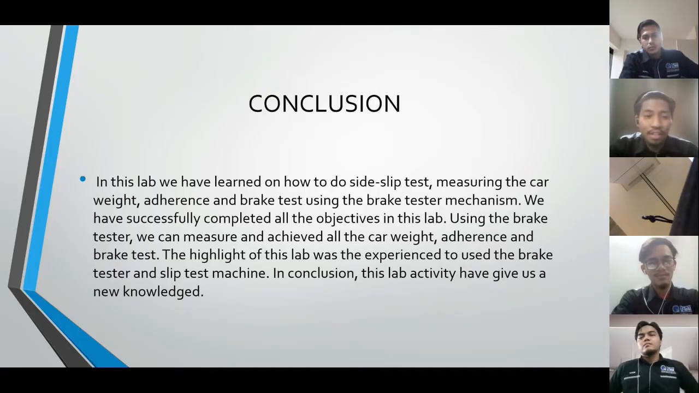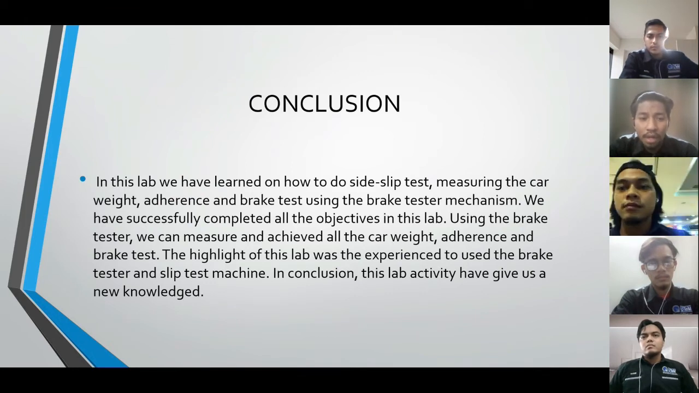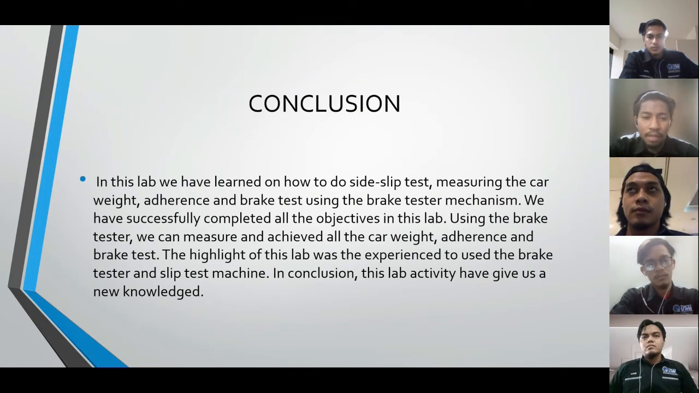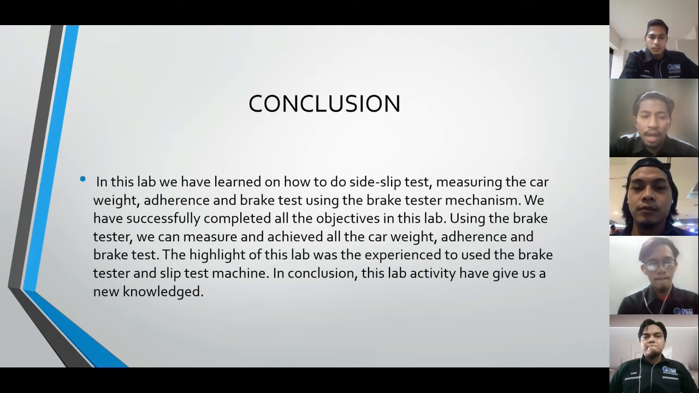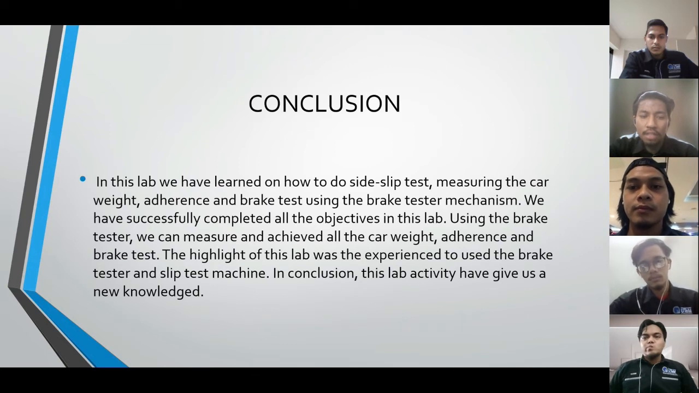For the conclusion, in this lab, we have learned how to do side slip tests, measuring the car weight, adherence, and brake tests using the brake tester mechanism. We have successfully completed all the objectives in this lab. Using the brake tester, we can measure and achieve all the car weight, adherence, and brake tests. The highlight of this lab was the experience to use the brake tester and slip test machine. In conclusion, this lab activity has given us new knowledge.